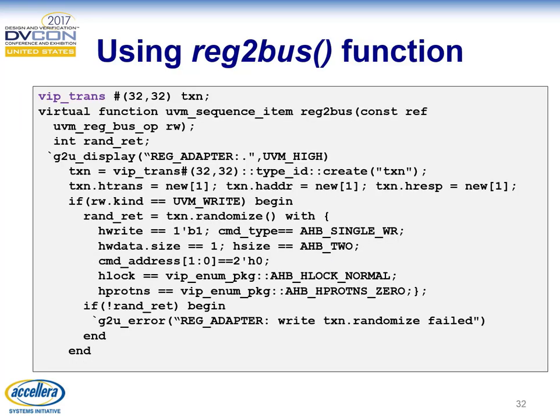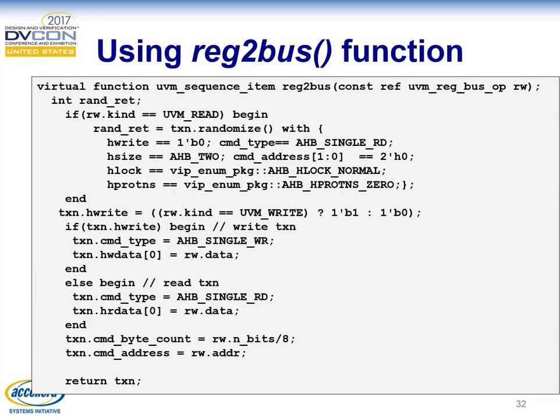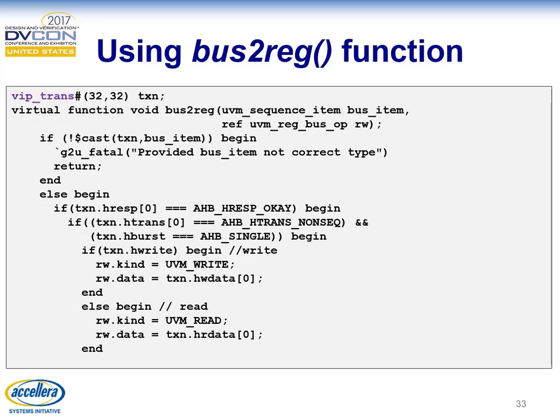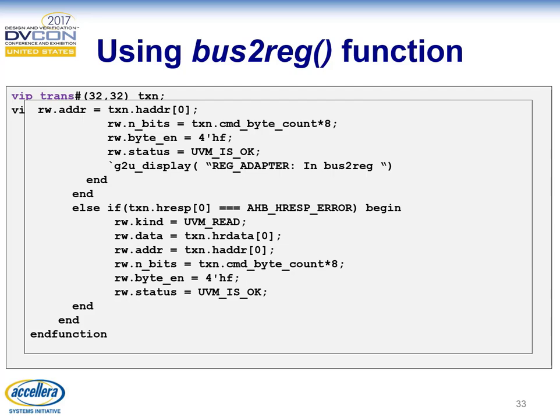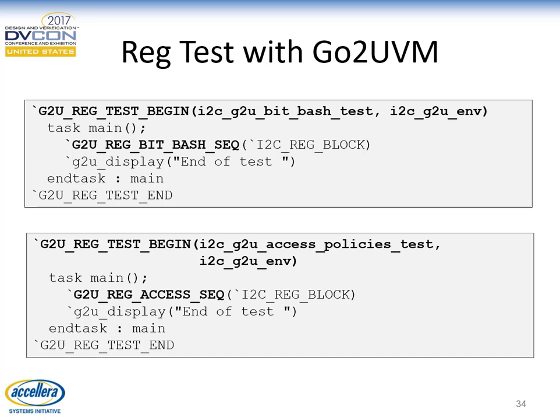For usage of VIP, if they have preliminary knowledge of UVM and how to use the VIP, they can extend the reg adapter and fill in these adapter functions, bus to reg and reg to bus. Reg to bus handles both UVM read and write initiation tasks, and bus to reg handles the read. Basically, it returns the data back to the register. Here we just put a thin snippet of how a test looks when they use these sequences underneath.